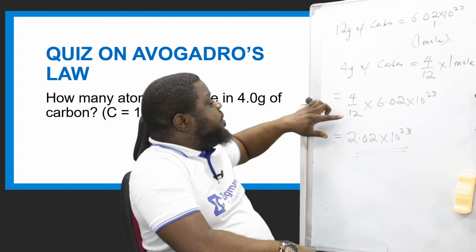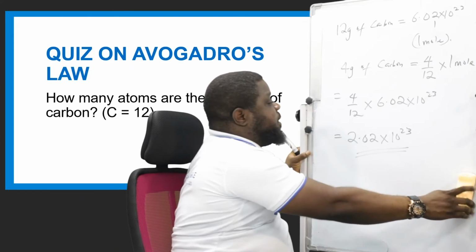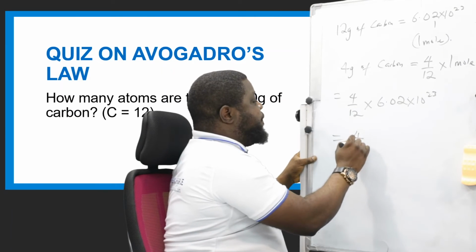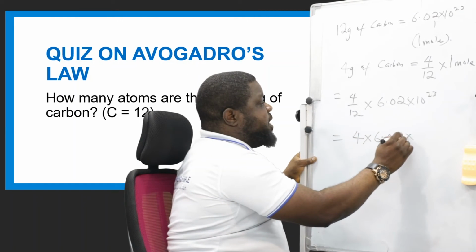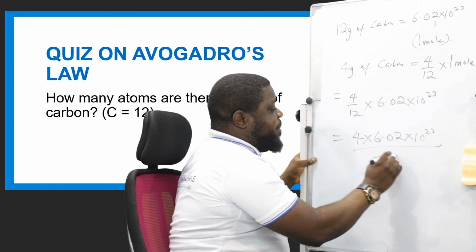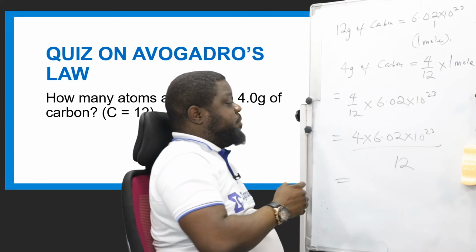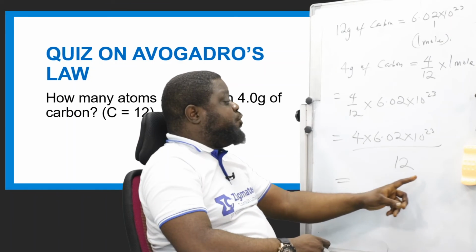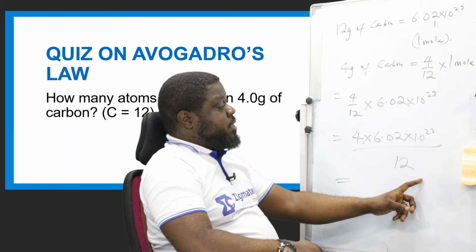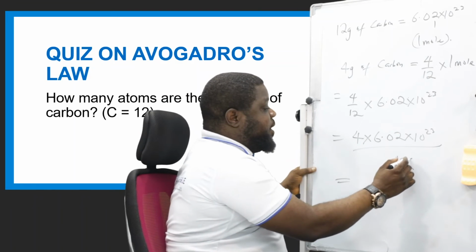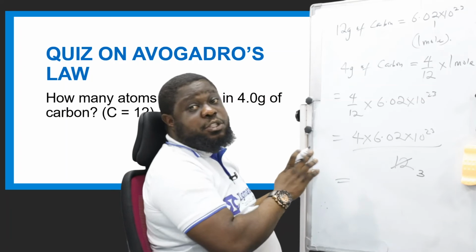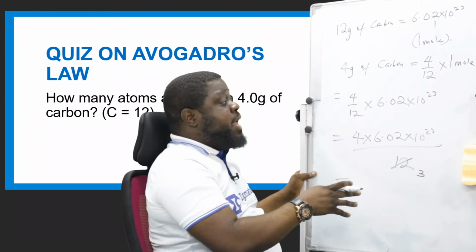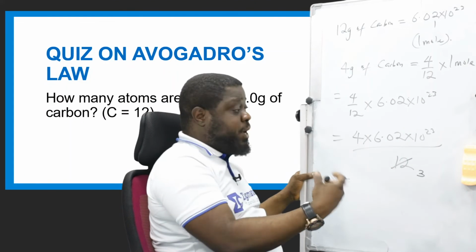Because if I carry 12, now let's make the division so that you don't get confused. It will be equal to 4 times 6.02 times 10 to the power 23 divided by 12. So when you cancel, 4 cancels 12, it will be 3. I'm just doing a cancellation because in this solving, we do not cancel. We don't cancel when we are solving. I'm only trying to cancel it so that you follow up what I'm saying.